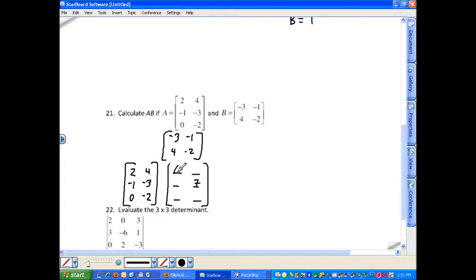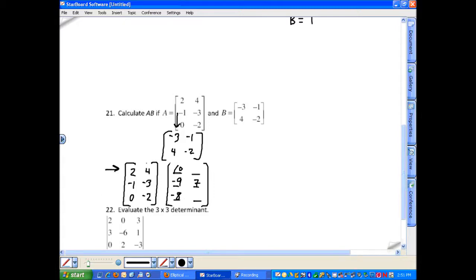Well, let's complete this first column here. If I want the next entry, that's this row and that column. -3 times -1 is 3. -3 times 4 is -12. 3 and then a -12 makes -9. Now we move down here. Same column, different row. 0 times -3 is 0. 4 times -2 is -8. 0 and -8 added together is -8.